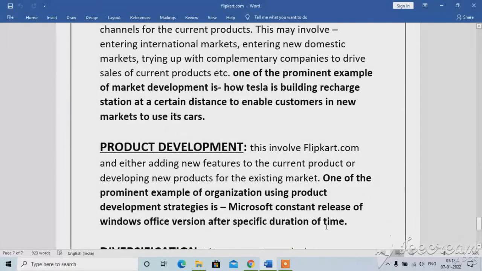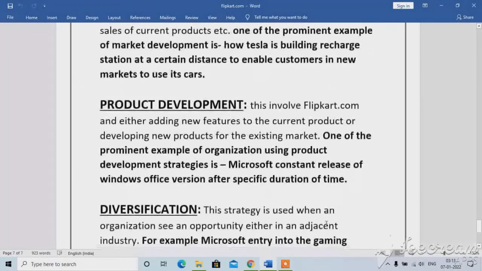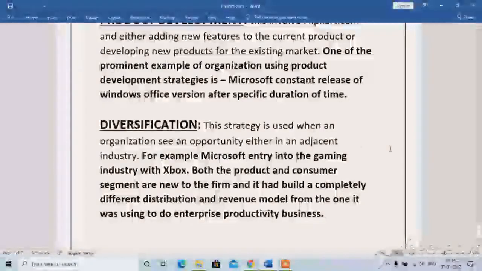And after this, product development. This involves Flipkart either adding new features to the current product or developing new products for the existing market. One prominent example of an organization using product development strategies is Microsoft's constant release of Windows and Office versions after a specific duration of time. And the last, diversification.